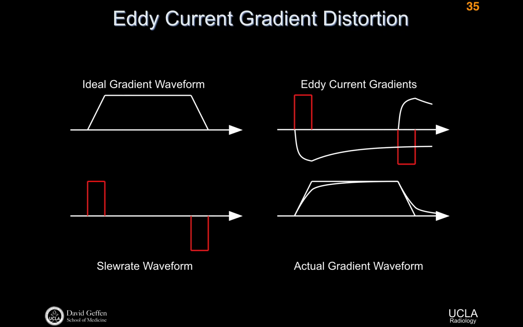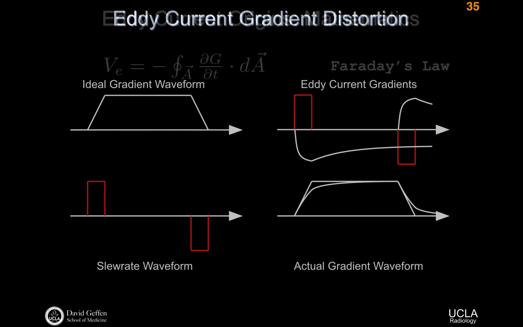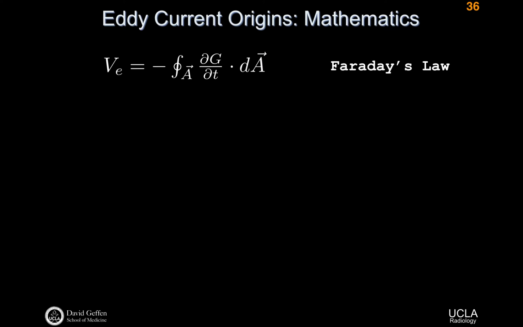What's the point? Well, the point is that you have ideal gradient waveforms that are programmed, and then you have real trajectories through K-space. And eddy currents are one of the reasons you might not get your ideal trajectory through K-space. And so we can look at some extreme examples.